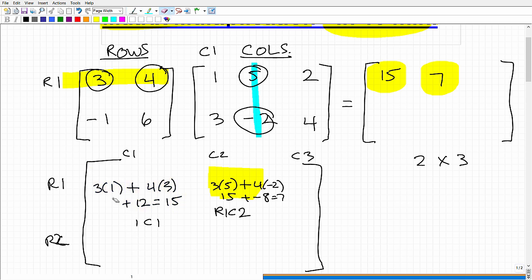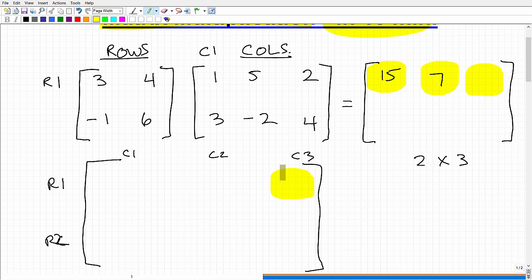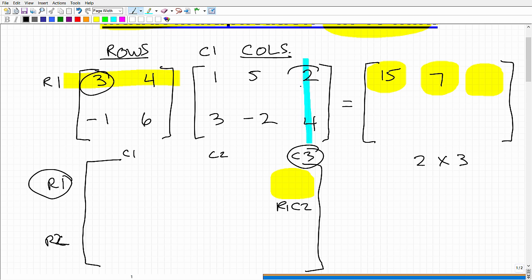All right, I'm going to erase this now. Let's see if you can remember how to do this next entry. Let's move over here. We'll do this entry right here. First of all, you've got to determine what position this is. It's going to be row one, column three. So I've got to use row one's information still, and now column three's information. So this is going to be 3 times 2 is 6, plus 4 times 4, which is 16. So 3 times 2 is 6 plus 4 times 4 is 16, and that will be 22. So our answer is 22 right there.